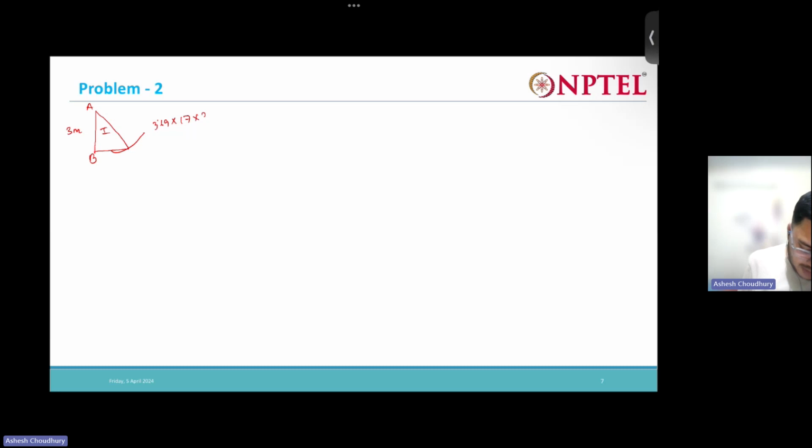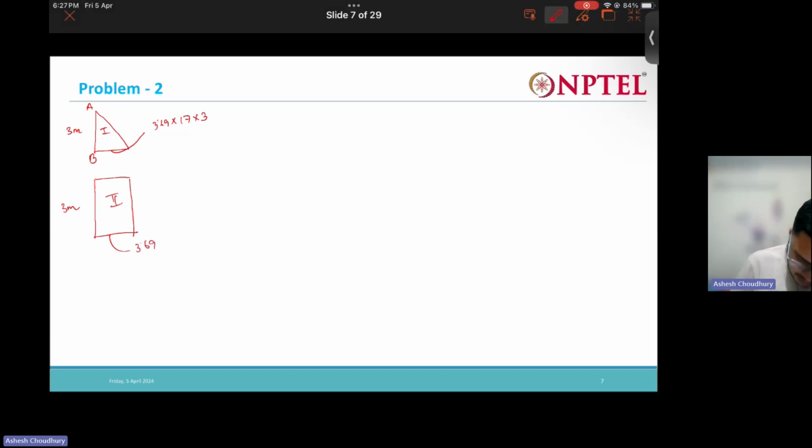Okay. Therefore, the next layer. So next layer, we're going to have two parts. The first part will be this. It will be 3.69. It's not 3.69, extremely sorry. So the earth pressure coefficient is 2.46. 2.46 into 17 into 3.